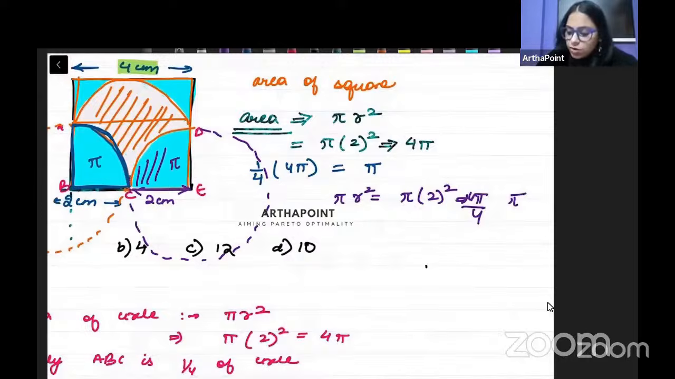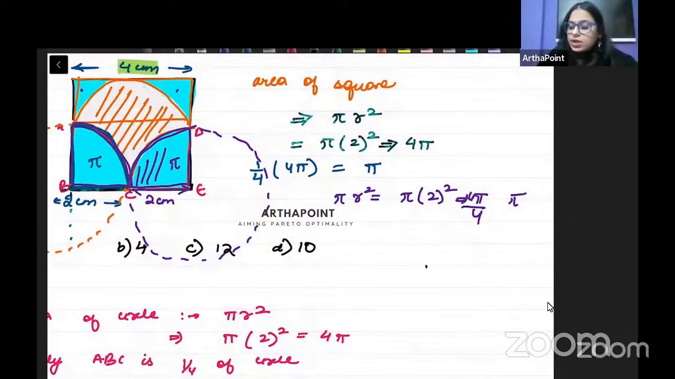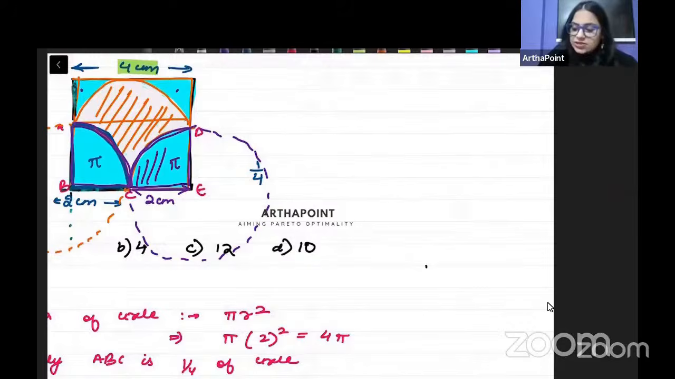So I have found out that this part is pi. And I have also found out that this part is pi, right? If I can find this and this part, I can add them together and I will get the area of the shaded region. So just think about it. Now, just see this part, the one that I'm highlighting. This is a rectangle.